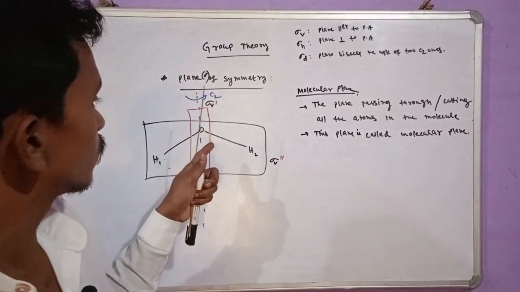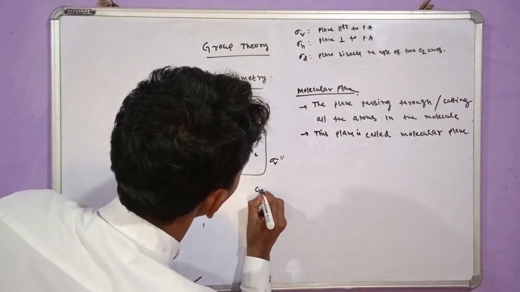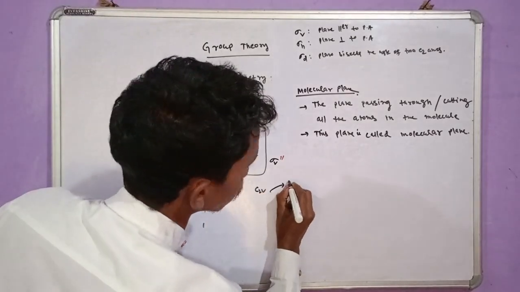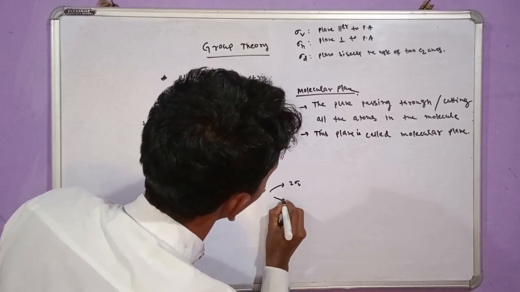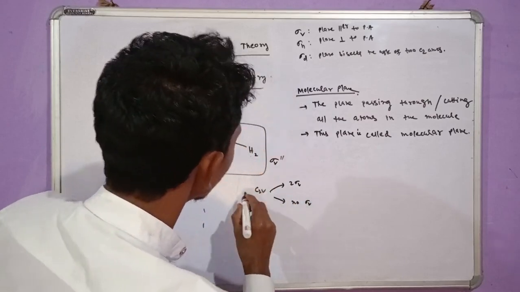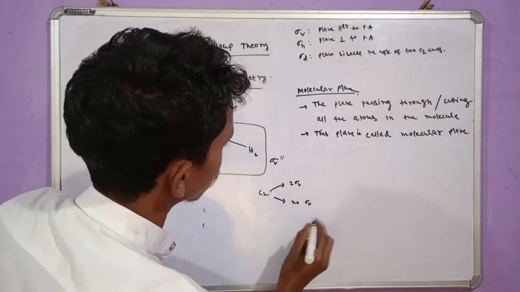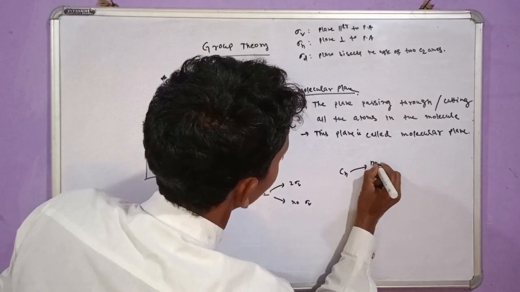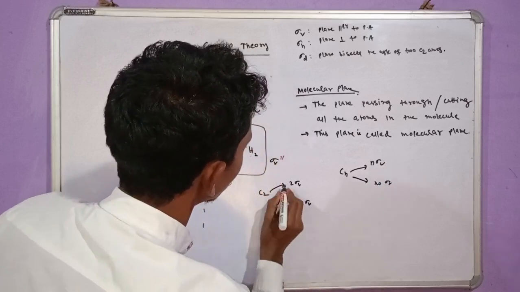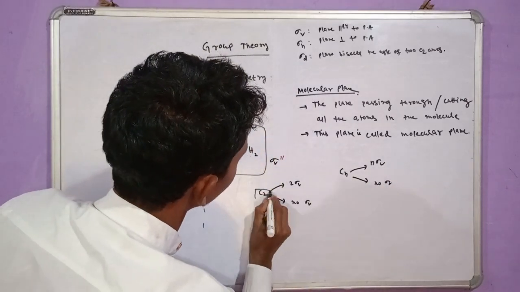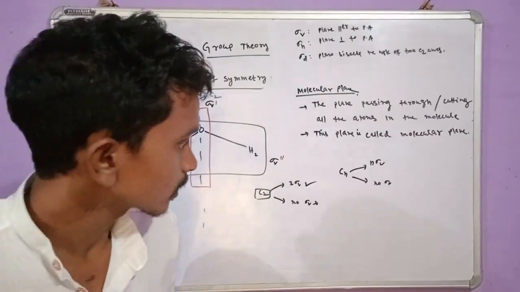So in the water molecule, we have said that if C2 is the principal axis, then it has either 2 sigma v or no sigma v. In general, if Cn is the principal axis, then there are n sigma v or no sigma v. So here there are 2 sigma v in C2v.